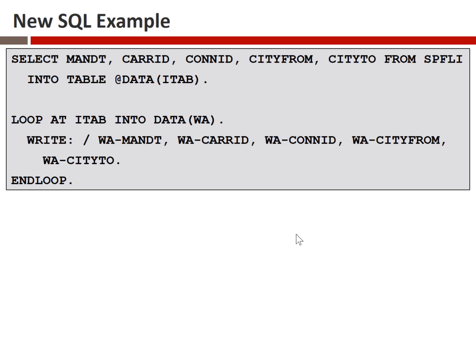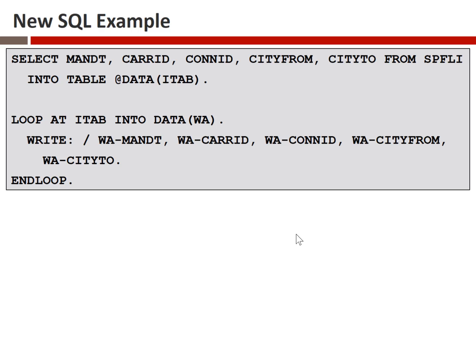Then notice I don't pre-create my work area. I can just create the work area when I need it. So notice my loop at statement here. Loop at itab into, oh, I need a work area. So let's create it. Data WA. And it's going to create a work area based on the context of my program. It's going to look at my internal table, see the fields that are there, and create a work area that matches up with that.